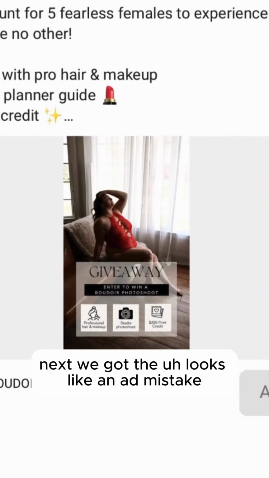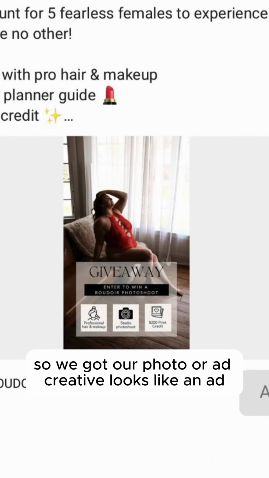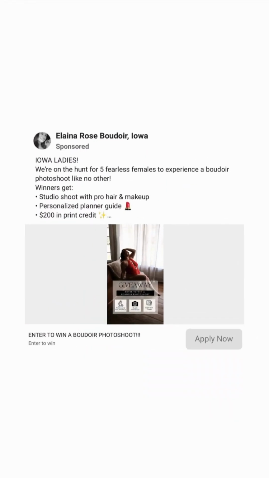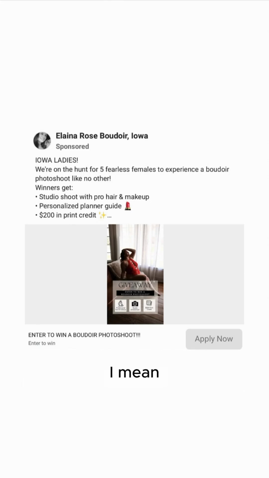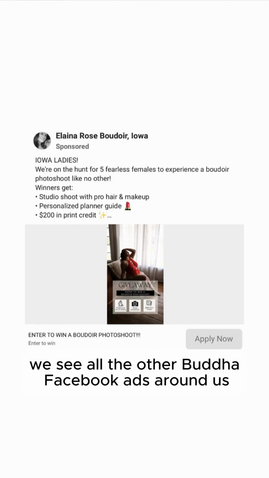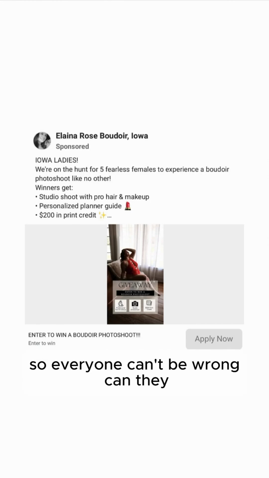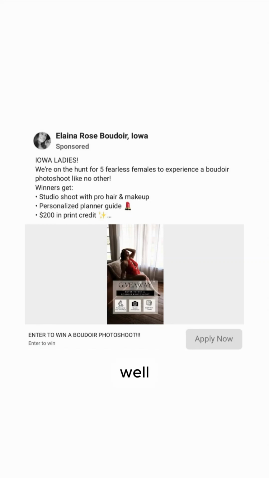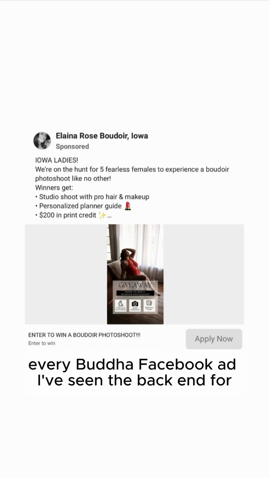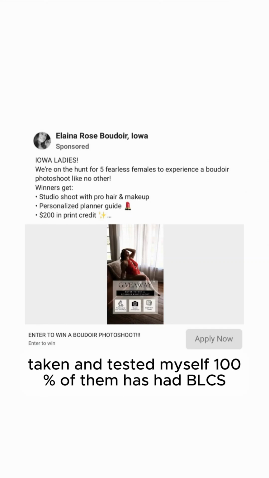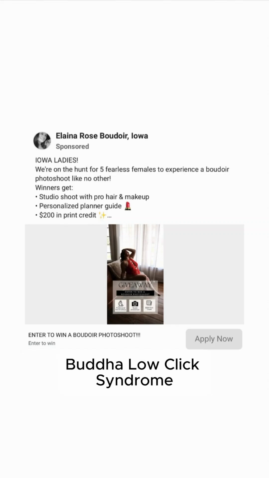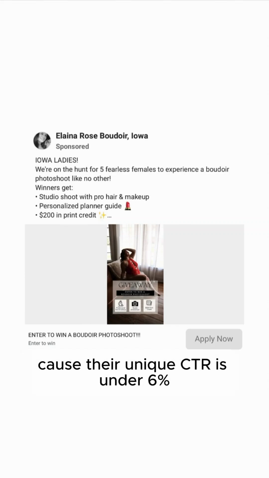Next, we got the looks like an ad mistake. So we got our photo or ad creative looks like an ad. The false belief that causes us to make this mistake is, I mean, we see all the other Boudoir Facebook ads around us. They all look like ads. So everyone can't be wrong, can they? Well, every Boudoir Facebook ad I've seen the back end for or tested myself, 100% of them has had BLCS, Boudoir low click syndrome, because their unique CTRL is under 6%.